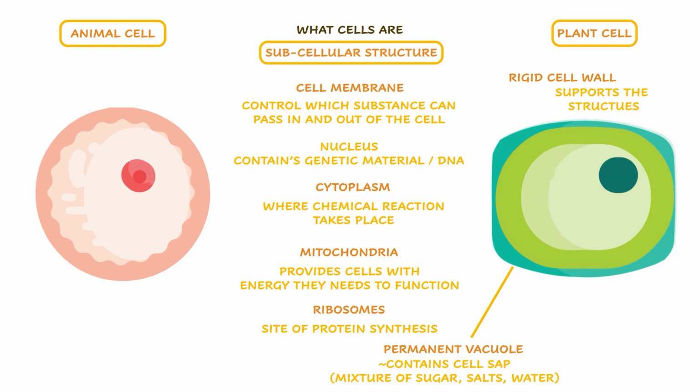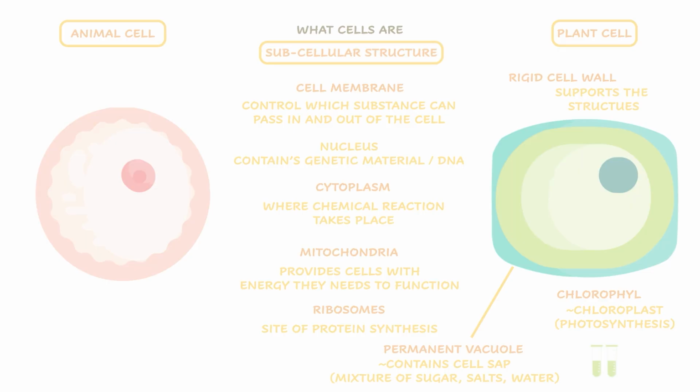Additionally, plant cells contain chloroplasts, where photosynthesis occurs. This process enables plants to convert sunlight into glucose, a form of energy. Chloroplasts contain chlorophyll, a green pigment that absorbs light energy for photosynthesis, which also gives leaves their green color.